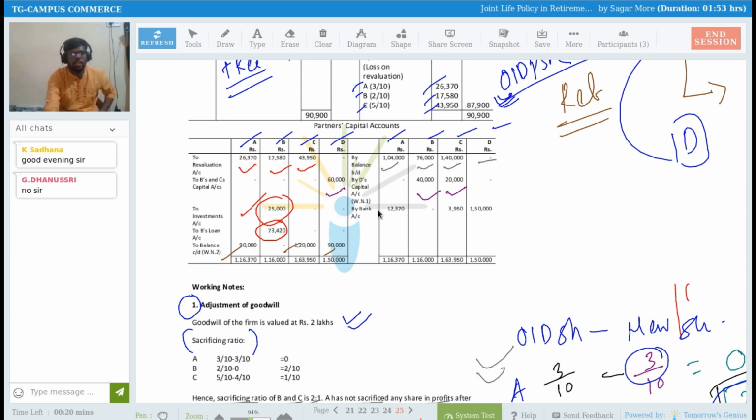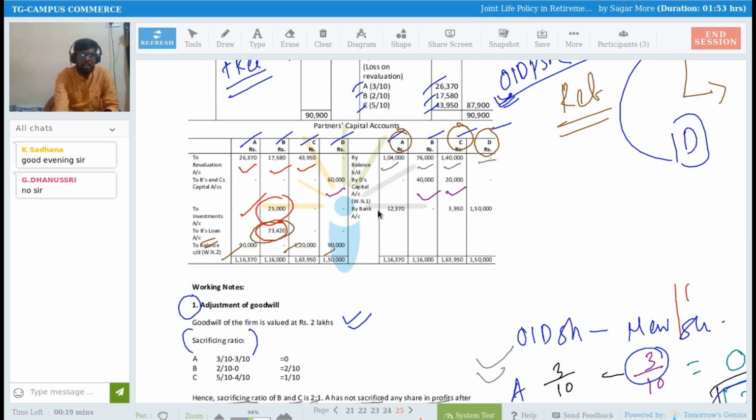So after doing this, for B, B's balance is 73,420, and it is written in the question, as the last adjustment, we have to consider it as retiring partner's loan account. So I have written by to B's loan account, right? Now I need to close down this partner's capital account, right? And you will be getting balances in the column of A, in the column of C, and in the column of D, right? And what is that balance? If nothing is given, you have to consider it as bank. You have to transfer towards bank, right?